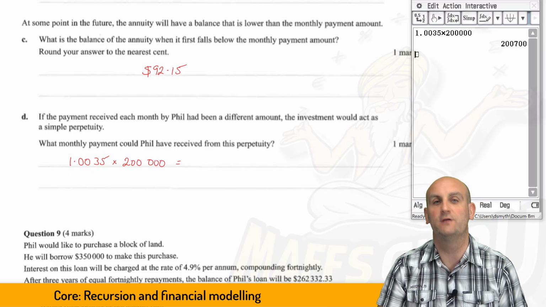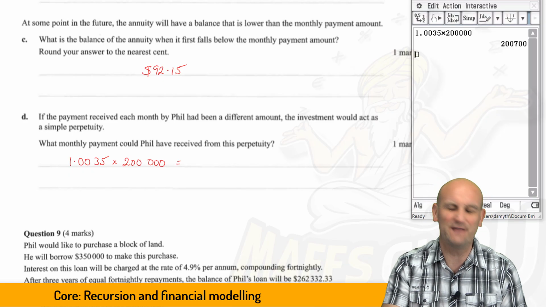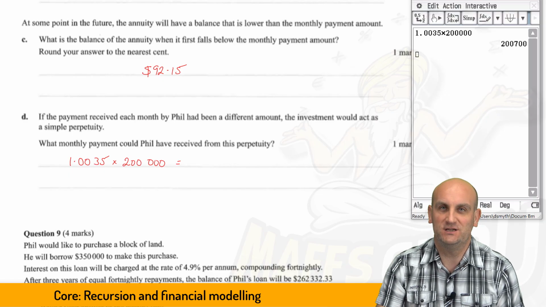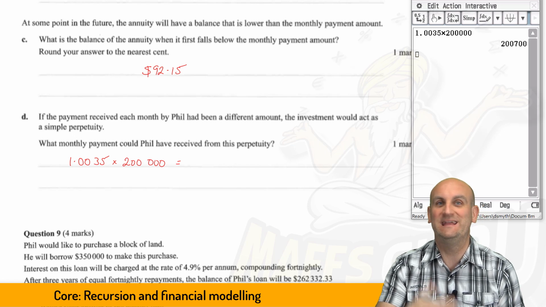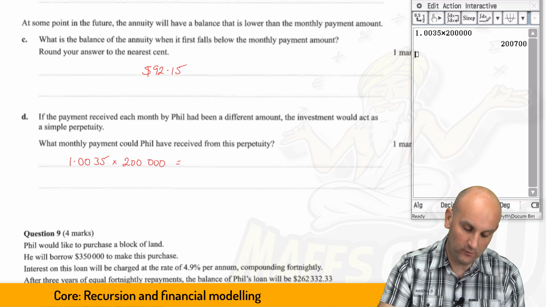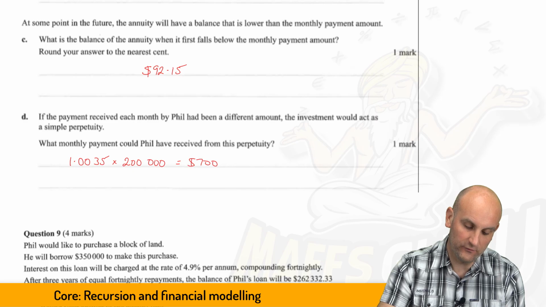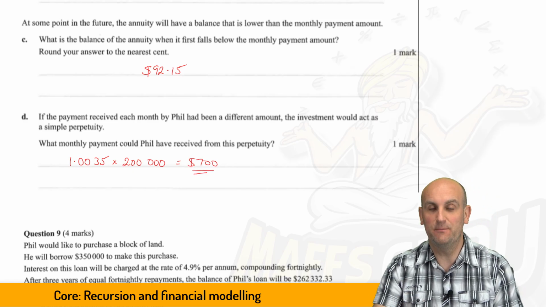$200,070. Oh my goodness, $200,700, which means he's actually going to end up with $700 interest per month. Well, if I don't want to be gaining any more money, then I know that therefore he's going to get $700 per month to make this a perpetuity.